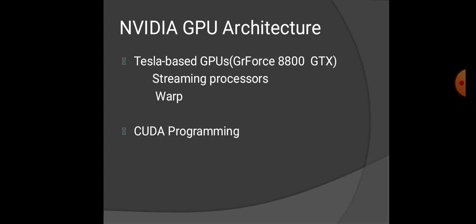To hide memory latency, each streaming processor has hardware supported threads. Each group of 32 threads is called a warp. A warp is a unit of scheduling.